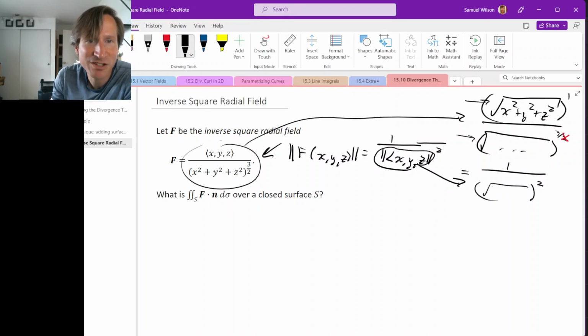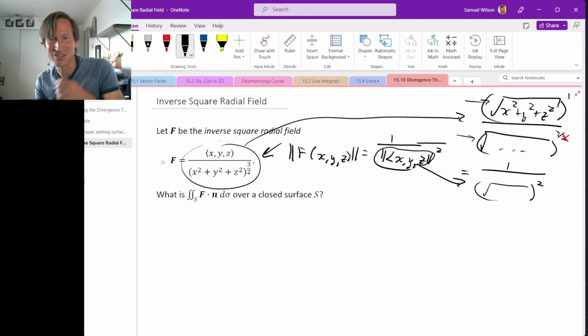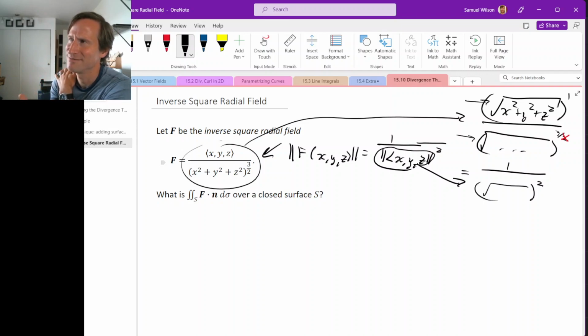this is not just some random example. This kind of inverse square radial field shows up in physics a lot. So, like in electromagnetism, the electric field induced by a point charge is given by this vector field, maybe with a minus sign, depending on your sign convention, or depending on whether the charge is positive or negative. There might be a minus sign in front of this. At any rate, what we're going to do is figure out what is the integral of this vector field over a closed surface. And there are 2 cases to think about, right?